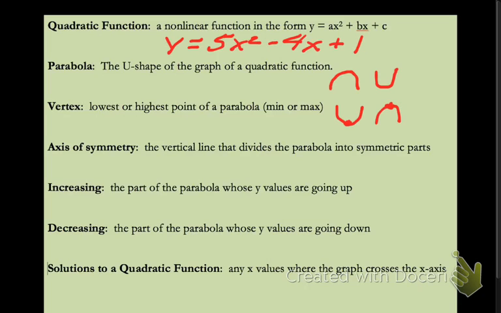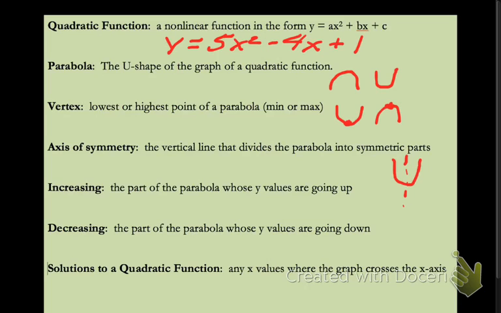Now the axis of symmetry in a parabola is the vertical line that divides the parabola into symmetric parts. So given the U shape, this is the line of symmetry. We can fold one half of the parabola over the other, and it's a mirror image.